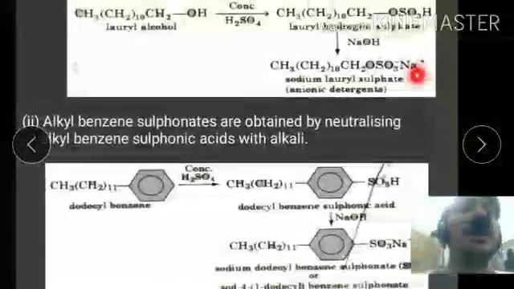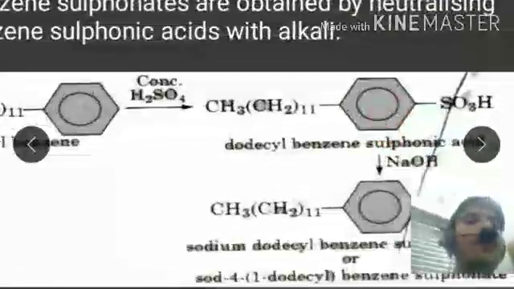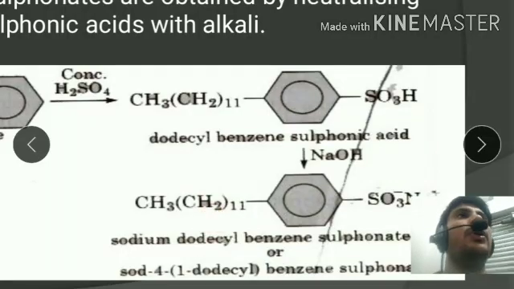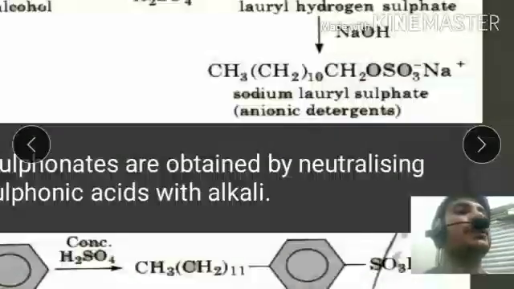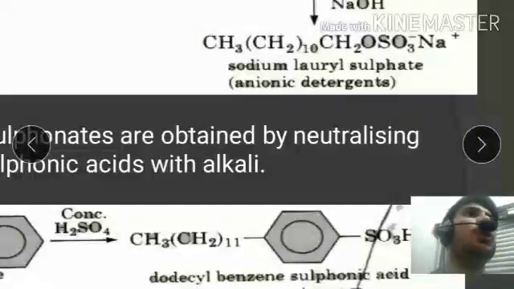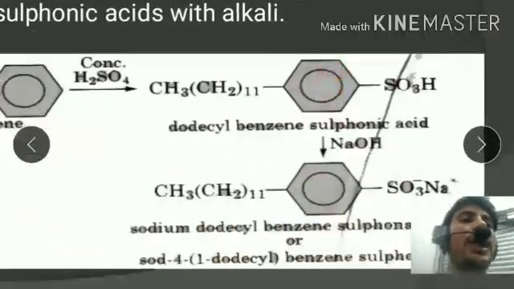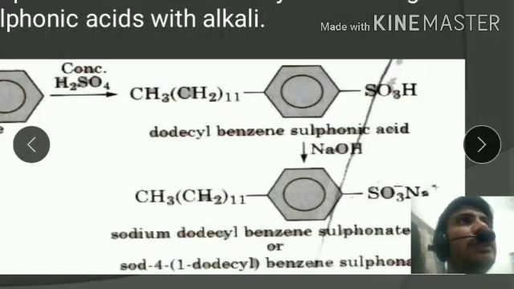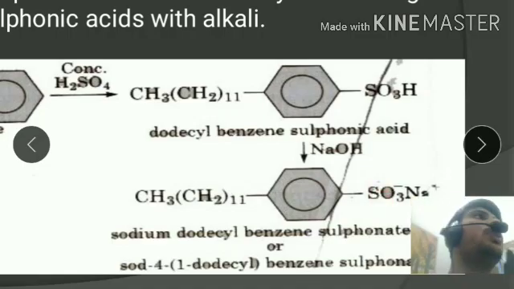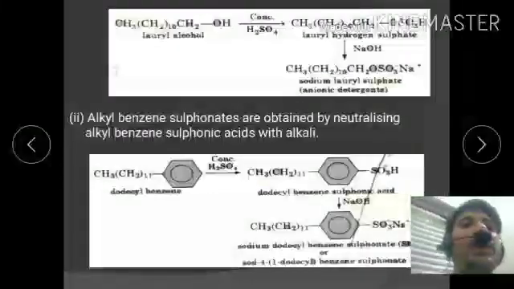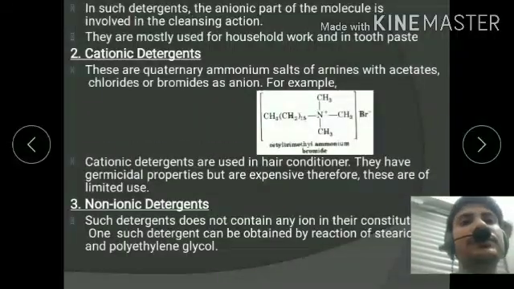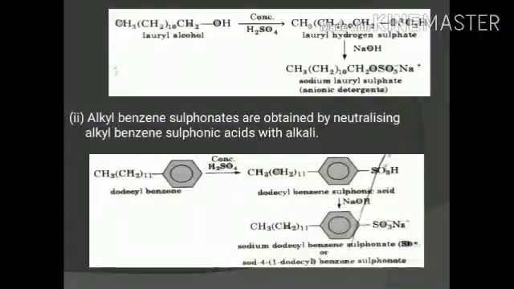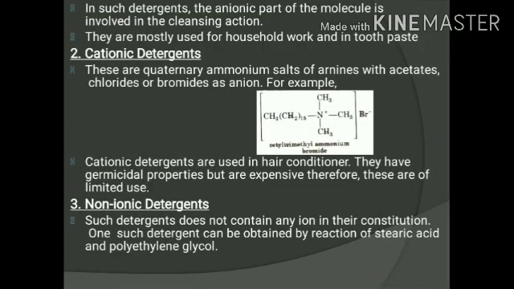This is the anionic part, and another anionic detergent is sodium benzene sulfonate. Its formula is CH3(CH2)11, then benzene, then SO3-Na+. These are two different anionic detergents. Okay, anionic detergent is completed. Now we shift to the cationic detergent.